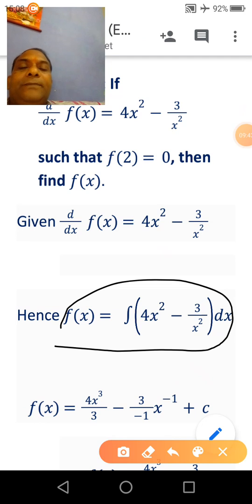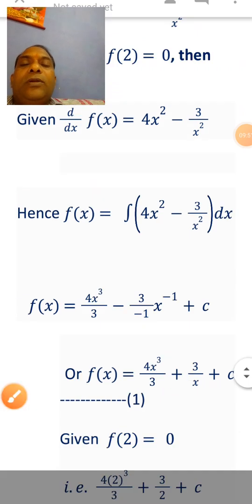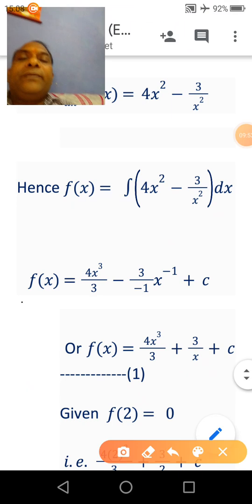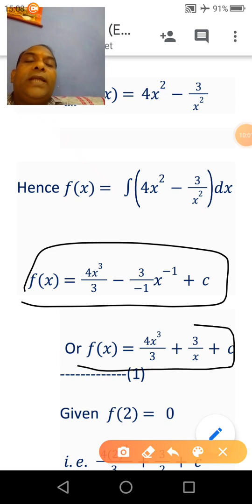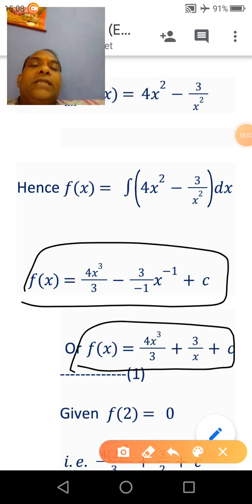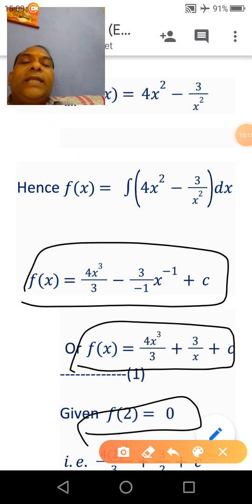Now integrate by using the formula, integration of x to the power n. Then you have f(x) is equal to 4x cube by 3 minus 3 upon minus 1 x to the power minus 1 plus c, or f(x) is equal to 4x cube by 3 plus 3 by x plus c. Now use the given condition. Given that f(2) is equal to 0, then put x is equal to 2.